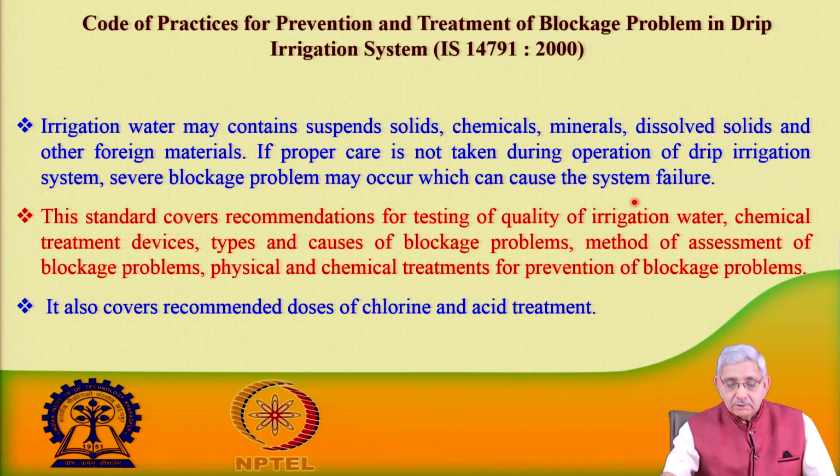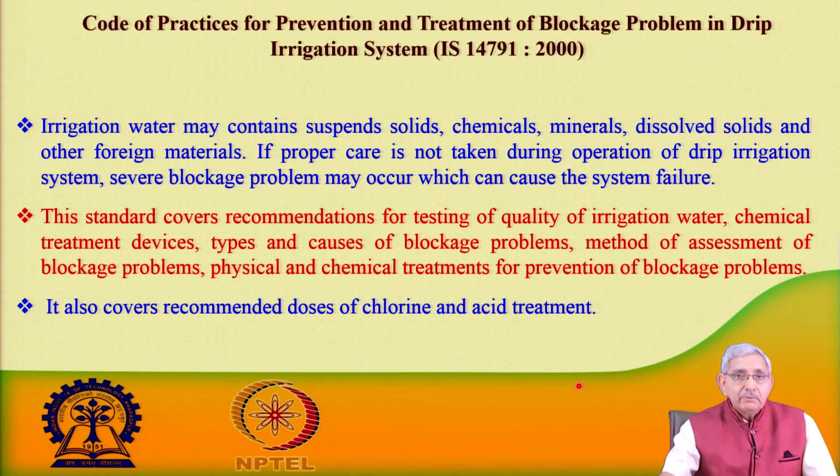Similarly, for water, the clogging problem. So, good practices for prevention and treatment of the blockage problem in drip irrigation systems. This is a serious problem in drip irrigation systems, particularly from the suspended solid point of view, because it clogs the system and the efficiency of the system gets affected. So, due care should be taken while operating the drip irrigation system, so that the blockage problem can be prevented.